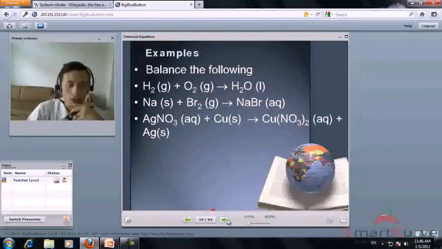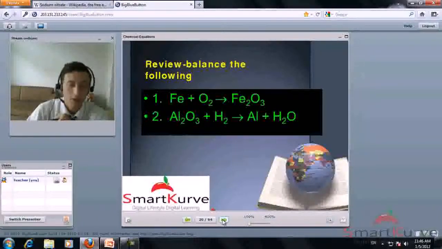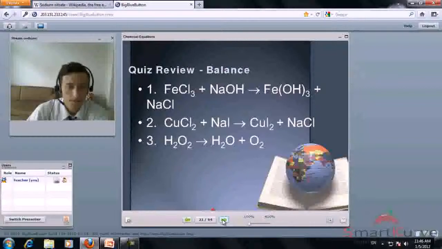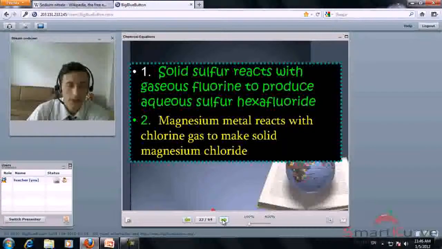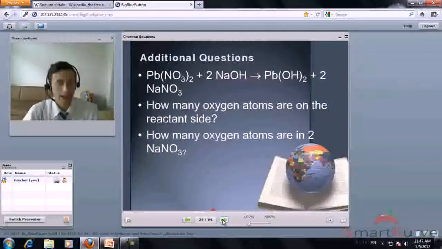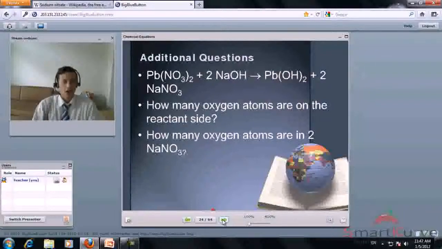I'd like you to try the other ones on your own, sodium and bromine, along with silver nitrate and copper. Again, here, more examples, iron and oxygen, then aluminum oxide and hydrogen, yielding aluminum and water. Okay. A few more. Okay, let's go on there to slide 24. I do want to look at this equation on the very top.